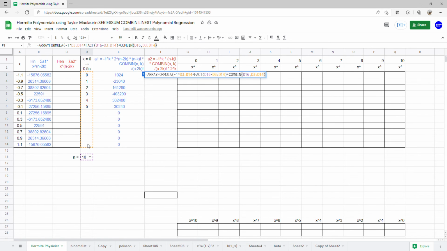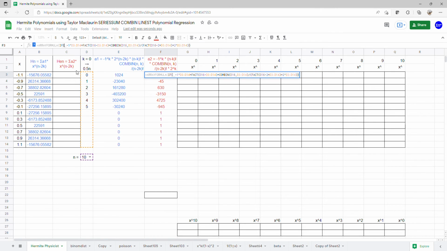That's for the numerator. Now we continue with the denominator. So this will be divided by, there are two parts, factorial n minus 2k, that's the first part. The second part is 2 raised to the power k. If this is empty, it should be 0. So we correct this.